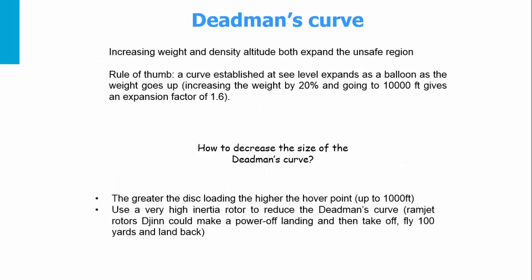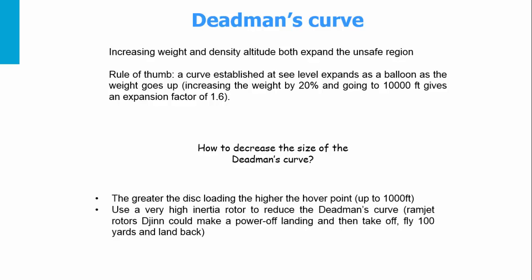The deadman's curve changes as the helicopter weight increases and as the density altitude changes. Namely, increasing the weight and the density altitude both will expand the unsafe region in the deadman's curve. As a rule of thumb, a curve established at sea level will expand like a balloon as we increase the weight. For example, increasing the weight by 20% and going to 10,000 feet will give an expansion of 1.6.